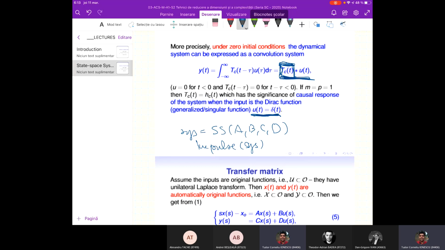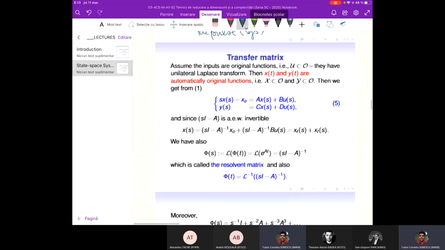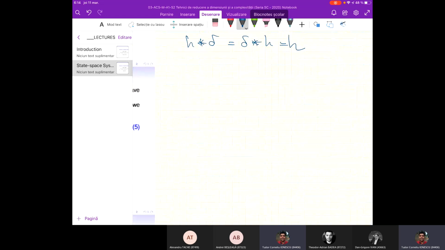So your ABCD system is described uniquely via the ABCD matrices, and equivalently and also uniquely through this matrix TC of time. But from an input-output perspective, because we want to emphasize the input-output behavior, we can also build a transform matrix. To compute the transform matrix, we need to compute the Laplace transform. We are going to use transform matrices. The Laplace transform of a signal x of t.